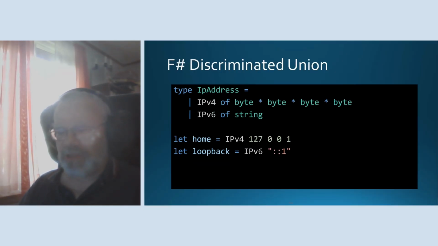In F#, we can do the exact same thing. We declare a type which has two different values, version 4 and version 6, and we attach values to those. And we use it the same way. Version 4, 127.0.0.1, or version 6, ::1, a string.